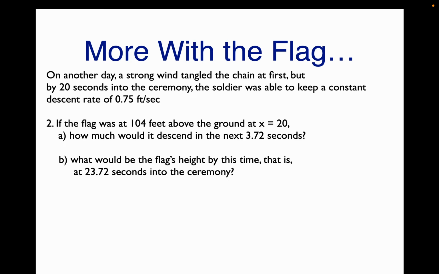23.72 times 0.75, right? Because this constant rate of change only really started working at time 20. So by time 23.72, we're only using it for that 3.72 seconds. So we still have the same delta x for part B as we did for part A, in terms of how long we've been able to use our constant rate of change.